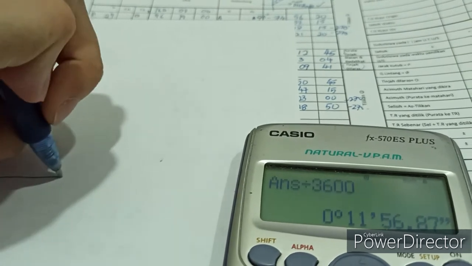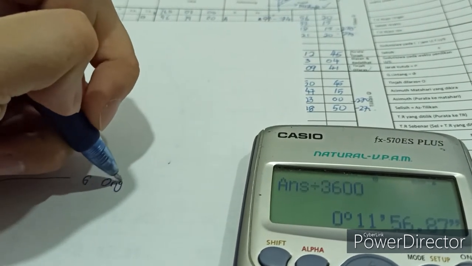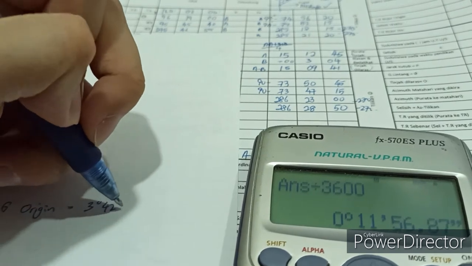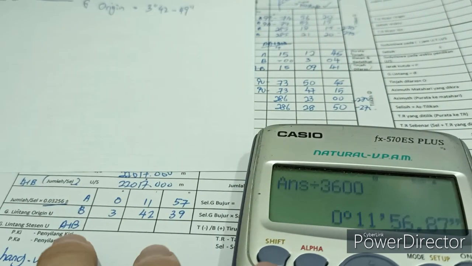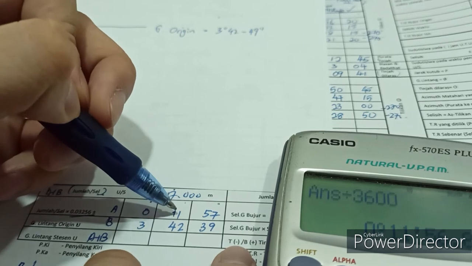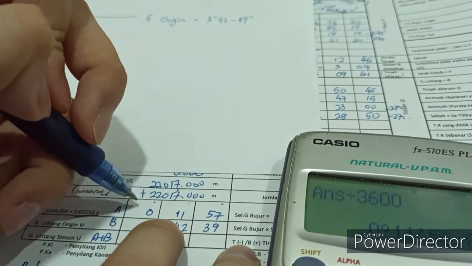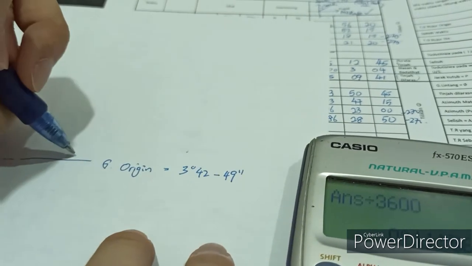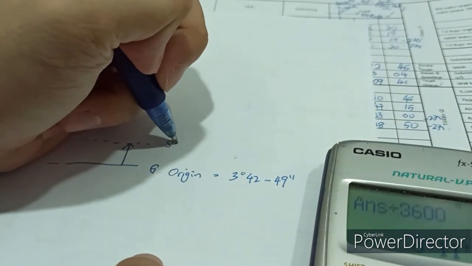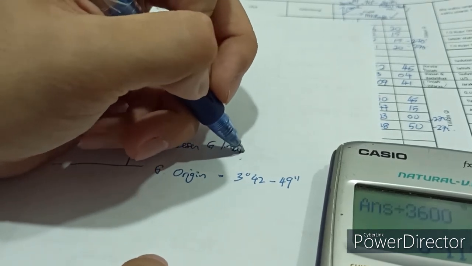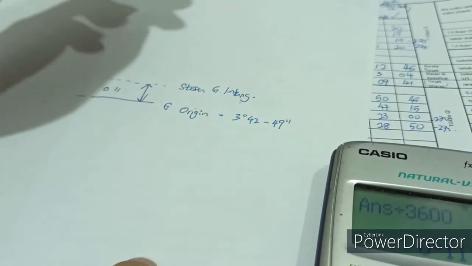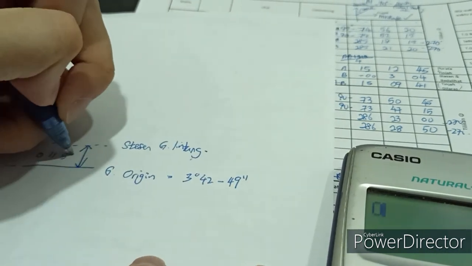This is because this is the latitude for the origin, which is equal to 3°42'39" just now. But you see, this is the movement of the station, which means this is positive, because this is north. This means our station is located outside the origin. This is our station latitude. So the difference here that we calculated just now is 0°11'57".